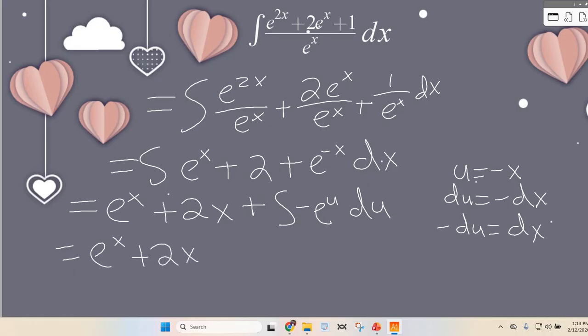So now that I'm actually evaluating this part, I can drop my last integral. It's going to be subtraction, because I have a negative here. What's the antiderivative of e to the u? E to the u, yes? And then we would plug our u back in, so just negative x. And then I do have to put my plus c.